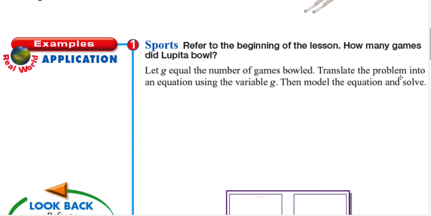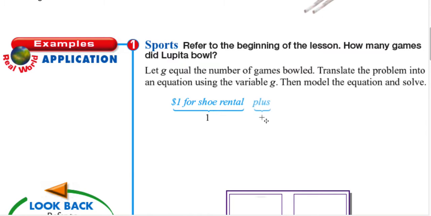We need to translate the problem into an equation using the variable G, then model the equation and then solve it. We know for a fact that $1 for shoe rental was spent on bowling. So the shoe that she rented was $1. That's a constant. She already paid $1 for that, so it will not change.